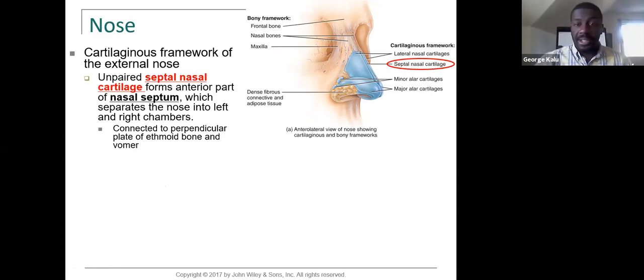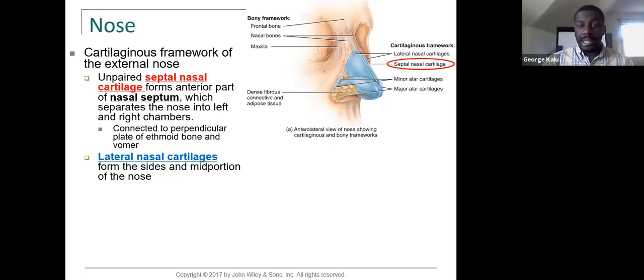And so that septal cartilage is going to start to dive posteriorly into the interior portions of your nose. And it's going to join up with the nasal septum. And so when it joins with the nasal septum, that's going to help to separate your nose into the left and right sides, with left and right chambers. So that septal cartilage is going to be connected to the ethmoid bone, or specifically the perpendicular plate of the ethmoid bone, as well as the vomer bone, to help form that septal cartilage.